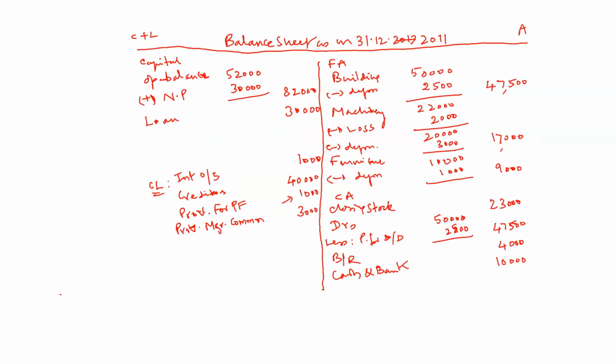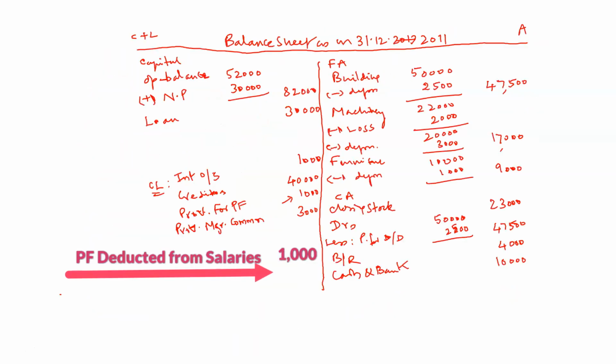So if you close the trial balance, PF given in the trial balance credit side is a liability item, should be shown on the balance sheet liability side. You will get a balance of ₹1,58,000.